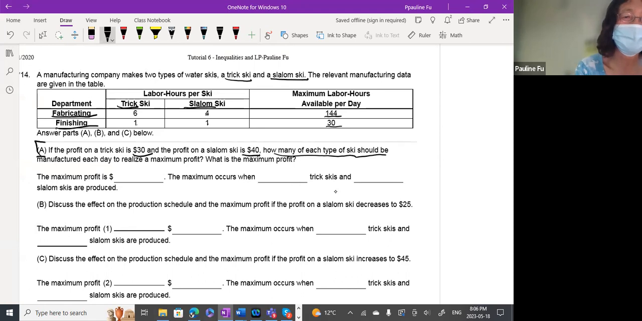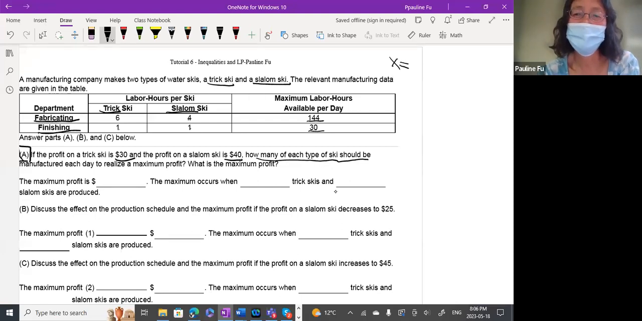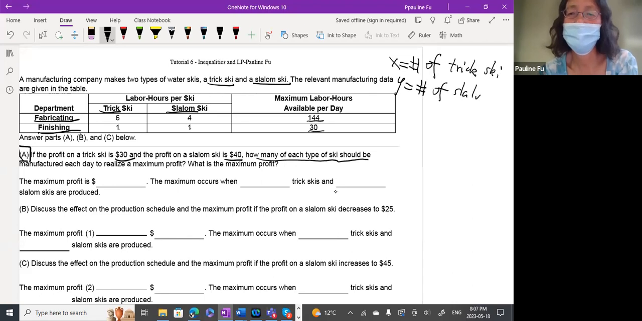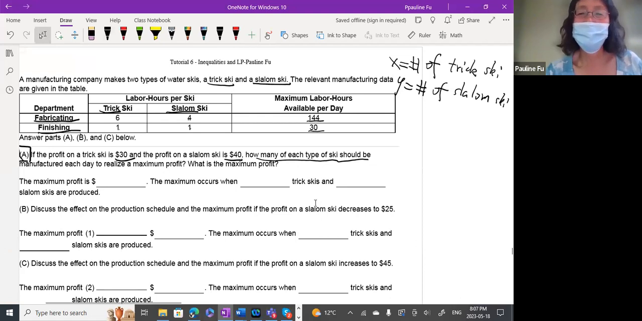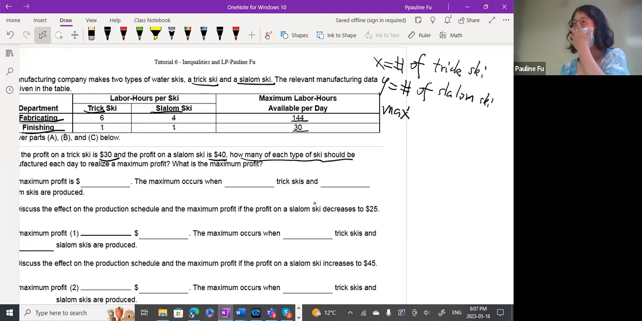So let's solve question A first. Let X represent the number of trick skis and Y represent the number of slalom skis. And then we want our objective function. We want to maximize our profit. So maximum. Can somebody try to write down the objective function? Just try. What is the objective function?